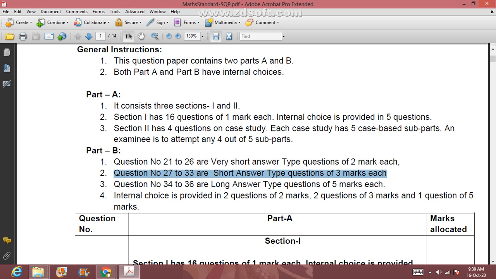Earlier it was 27 to 34. Now it is 27 to 33. Earlier it was 8 questions for 3 marks. Now it is 7 questions for 3 marks.